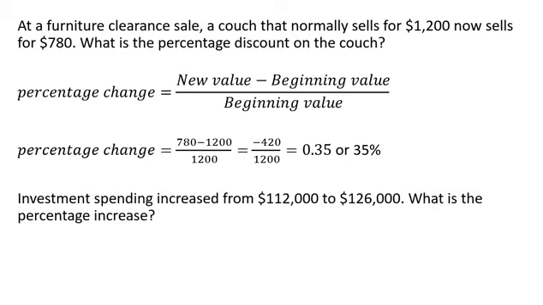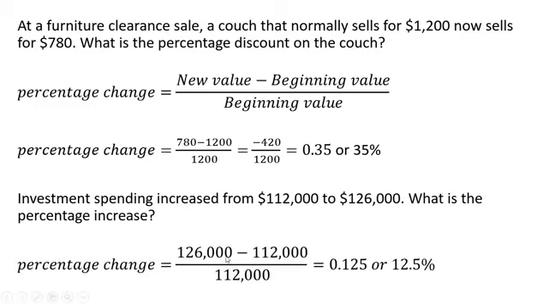Investment spending increased from $112,000 to $126,000. What is the percentage increase? So the new value minus the beginning or old value divided by the beginning value. This is a 12.5% increase. And that's it.